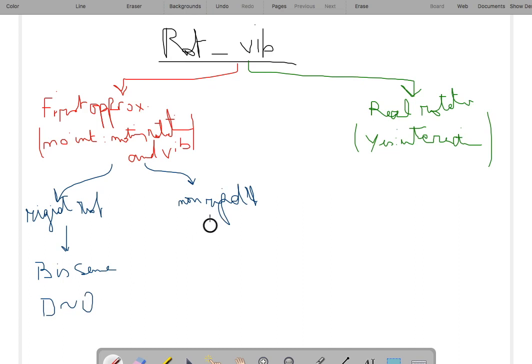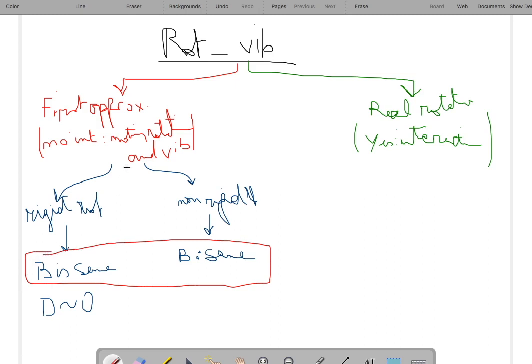While for the non-rigid rotator, we still say that B is the same. Why? Because B remains the same for the two bands, because there is no interaction. So this is equivalent to say that B is the same. However, in the case of the non-rigid rotator, D is different than zero, but it's small.